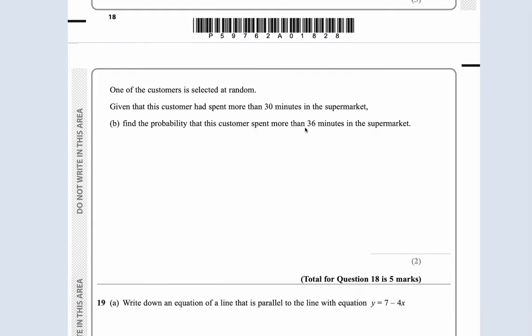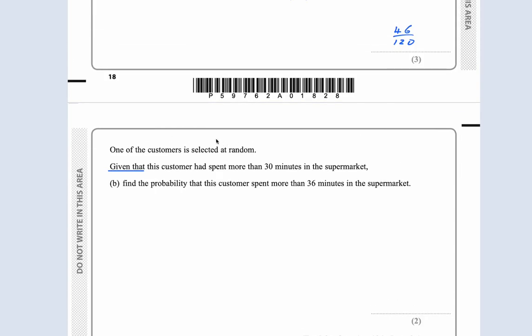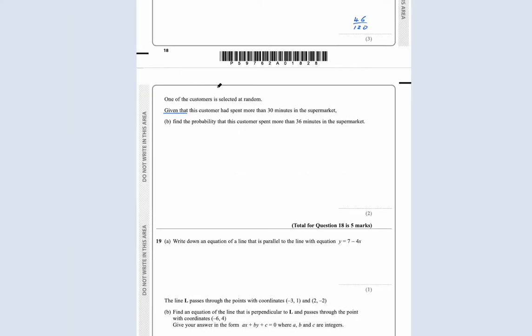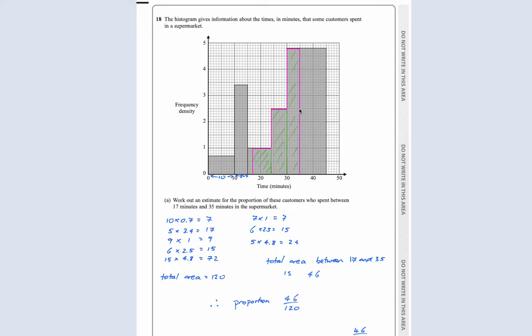One of the customers is selected at random. Given that this customer had spent more than 30 minutes in the supermarket, find the probability that this customer spent more than 36 minutes in the supermarket. Okay, this is a given that question, guys. So he's telling us that this customer had spent more than 30 minutes. Now let me zoom out a bit. So he's saying this customer definitely spent more than 30 minutes.